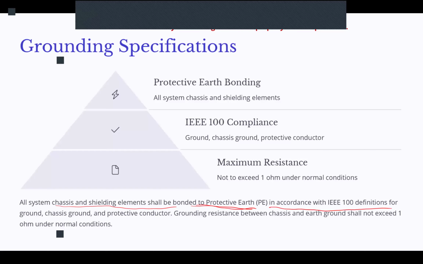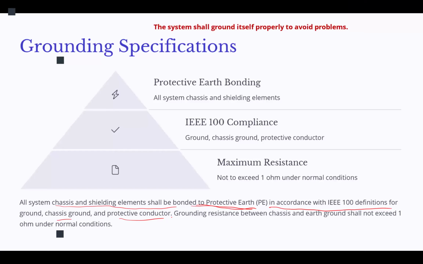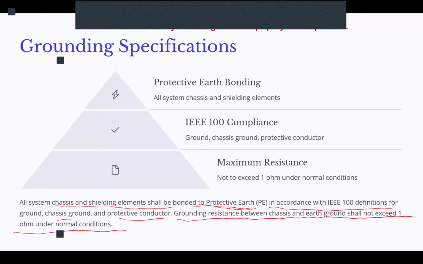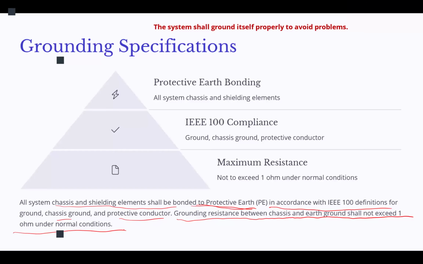Now, if you read about the ground, the quantity that measures how strong the ground connection is, is the resistance of the connection to the earth. So we have to have a quantity to measure whether we are designing a proper ground connection or not. What is that? Grounding resistance between chassis and earth ground shall not exceed 1 ohm under normal conditions. Now we have a precise protection system, okay, for properly grounding the device. Make sense? Okay. Next one.